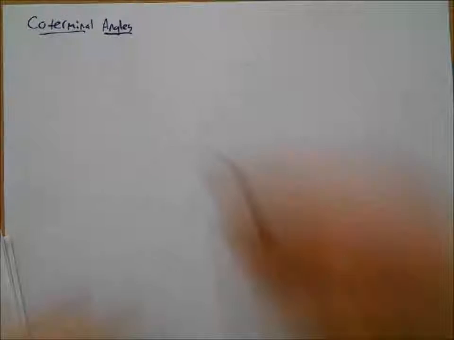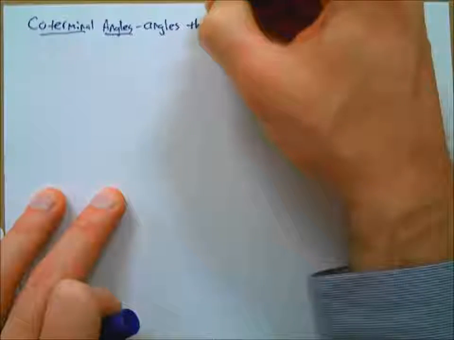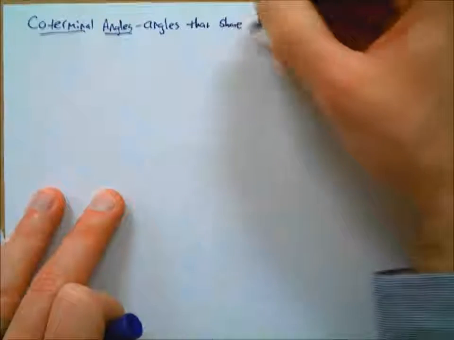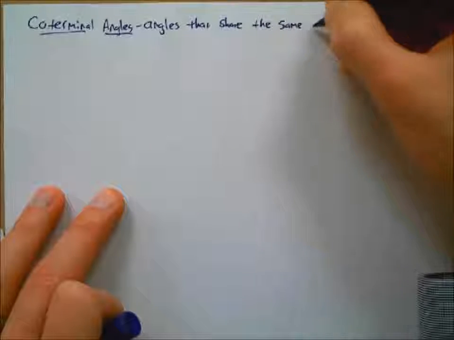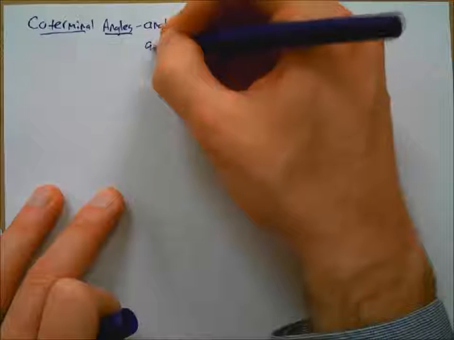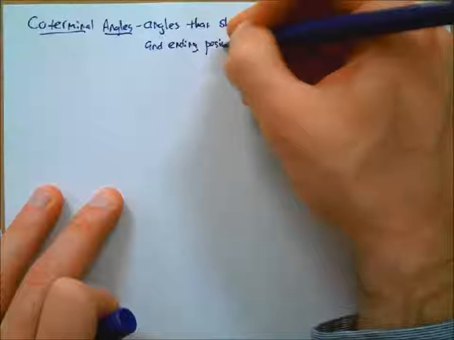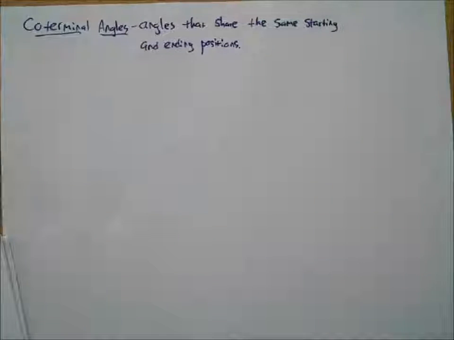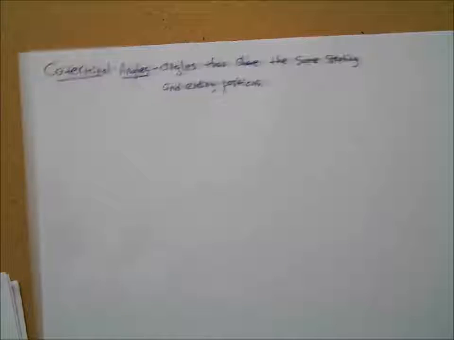So coterminal angles. These are angles that share the same starting and ending positions. Okay? Angles that share the same starting and ending position. Again, as mathematicians, we're not super creative when it comes to names. We kind of just name them like they are.